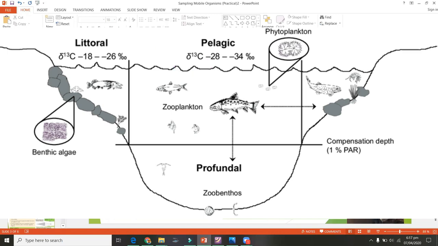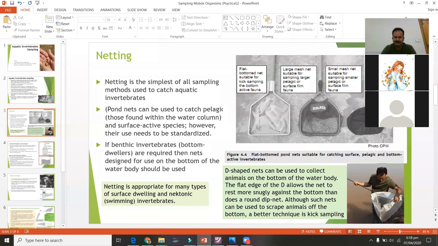even at the surface. Benthic invertebrates, benthic means those which are dwelling at the bottom of a stream or river or any pond. Such invertebrates are known as benthic invertebrates. And these benthic invertebrates require different types of nets. And these nets are designed according to the requirement of sampling.